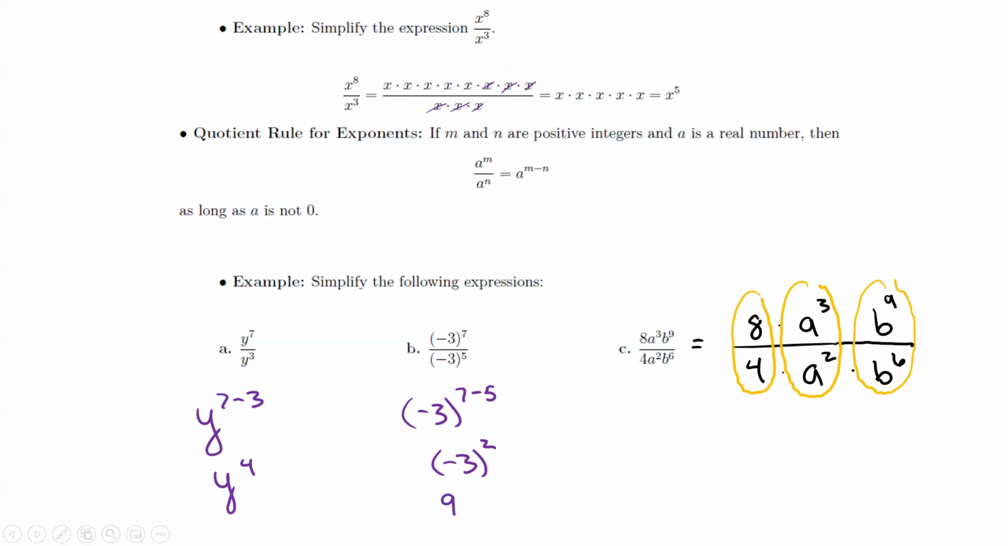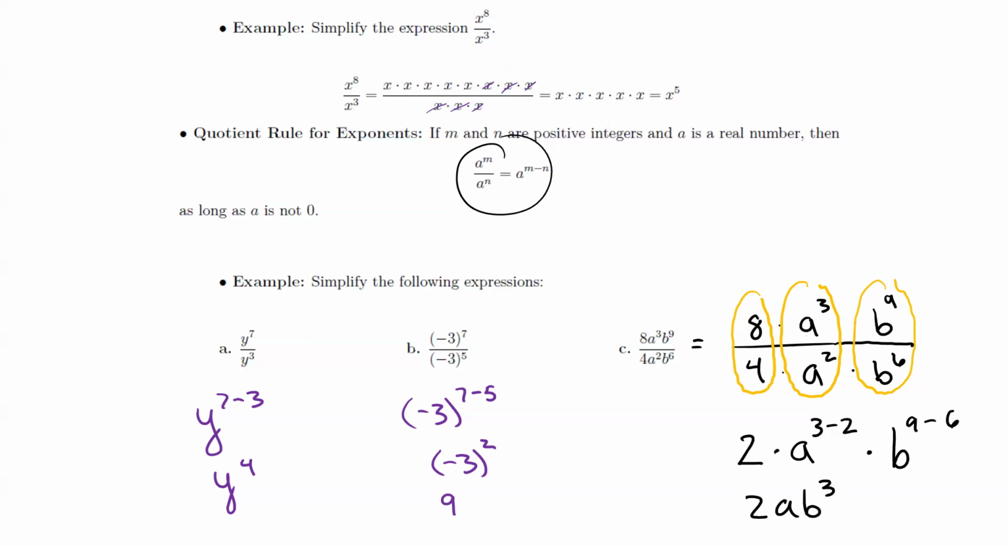So if you take 8 divided by 4, well, we can do that. 8 divided by 4, no exponent law is needed there. That's just 2, right? And a 2 on top, right? But then this exponent law says if I have a to the third divided by a to the second, we'll do a to the 3 minus 2, and b to the ninth over b to the sixth, b to the 9 minus 6. So we'll have 2ab to the third power.